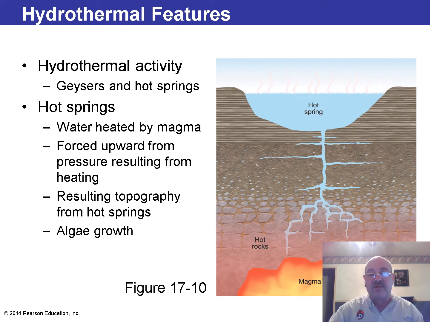So hydrothermal activity. Now we're talking geysers and hot springs. Hot springs are water heated by magma, forced upward from pressure resulting from the heating. If you'll notice, we've got our water here, a pond or pool of water, and that water makes its way down through these joints, through the pipe, until it gets close to magma, and that magma heats that water up. Now, depending on your vent tube, if you've got a big pocket of water here that's superheated, once it gets to pressure, that's when you start getting geysers, because all that water gets forced right up and out. So we're talking about these geysers versus hot springs.